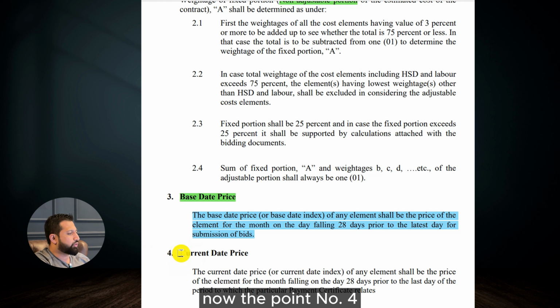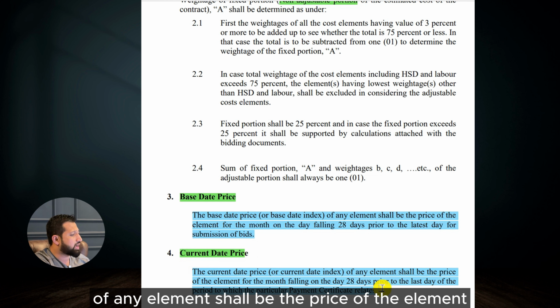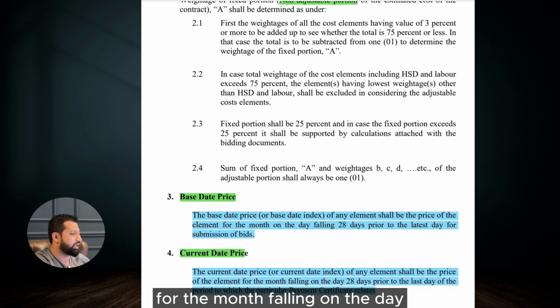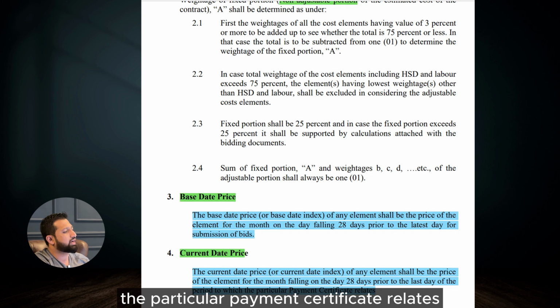Now the point number 4, current date price. The current date price or current date index of any element shall be the price of the element for the month falling on the day 28 days prior to the last day of the period to which the particular payment certificate relates.